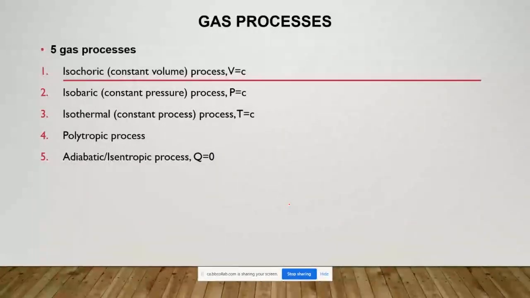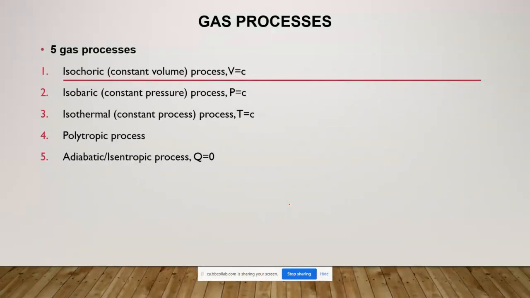So let's discuss those 5 processes of gases. The first process is the one that we discussed in the first slide, which is a constant volume process. We say volume is equal to constant because the volume doesn't change. It is called constant volume, or isochoric. The second one we also discussed in the first slide, is a constant pressure process, or isobaric process, where P is equal to C. Pressure is constant.